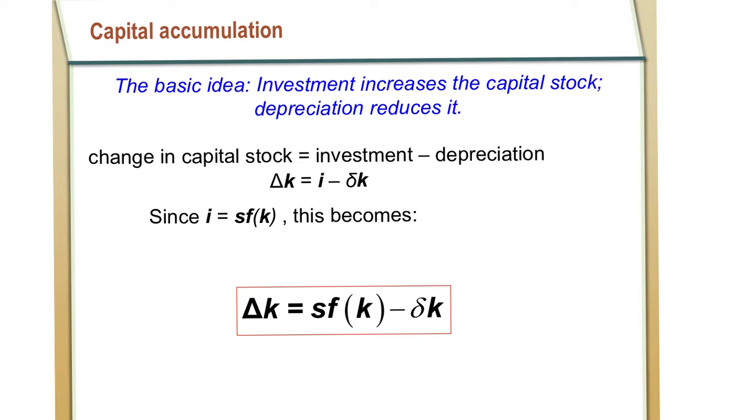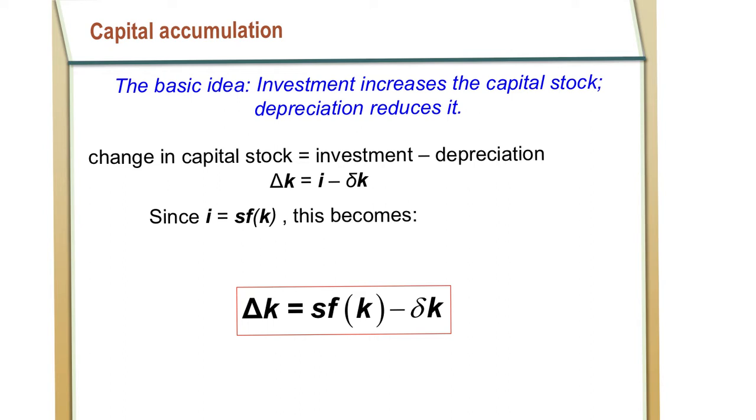So the standard of living, again, is going to be determined by how much stuff we're producing per person, how much we're consuming per person. So in other words, we care a lot about the behavior of capital per worker over time. So what is going to tend to happen to the capital stock over the course of many years?